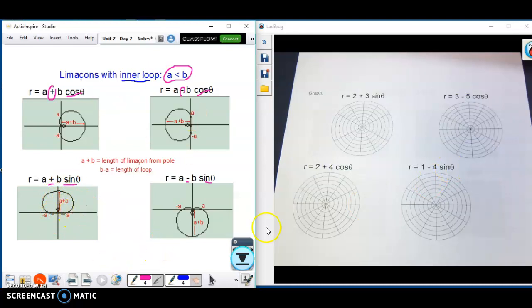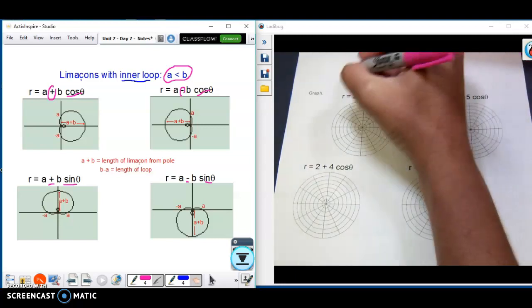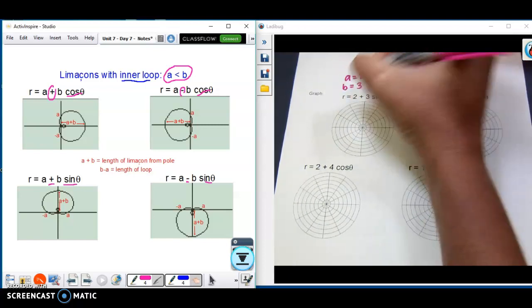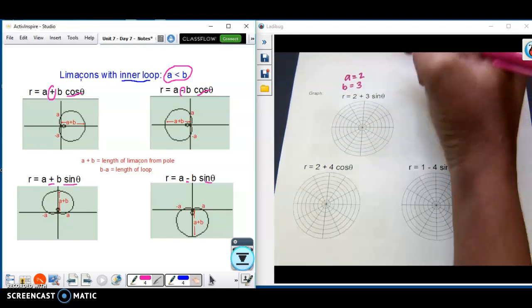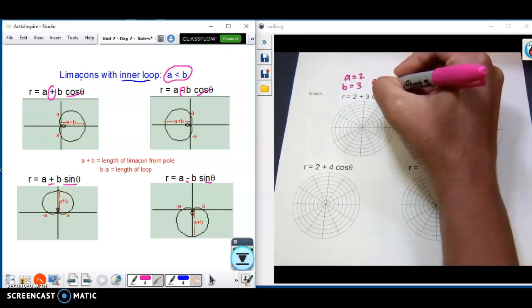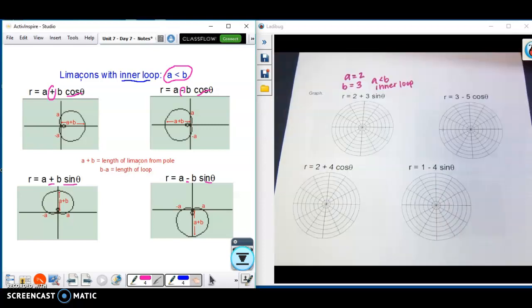Okay, so I'm going to leave this screen up here. I have these printed out today, so hopefully it'll be a lot easier to see my graphs. For the first one, we have r equals 2 plus 3 sine theta. My A value here is 2, and my B value here is 3. Because B is bigger, that means we're going to have an inner loop. So an inner loop limaçon.